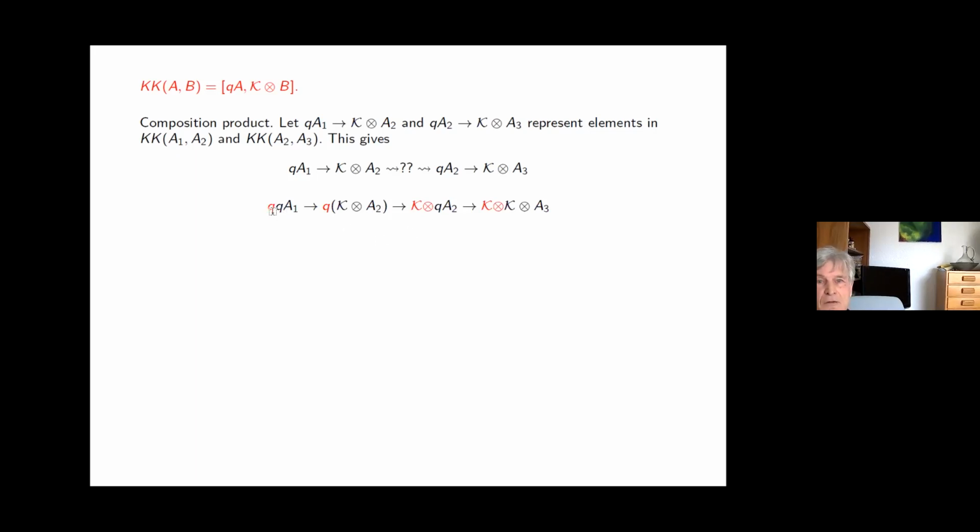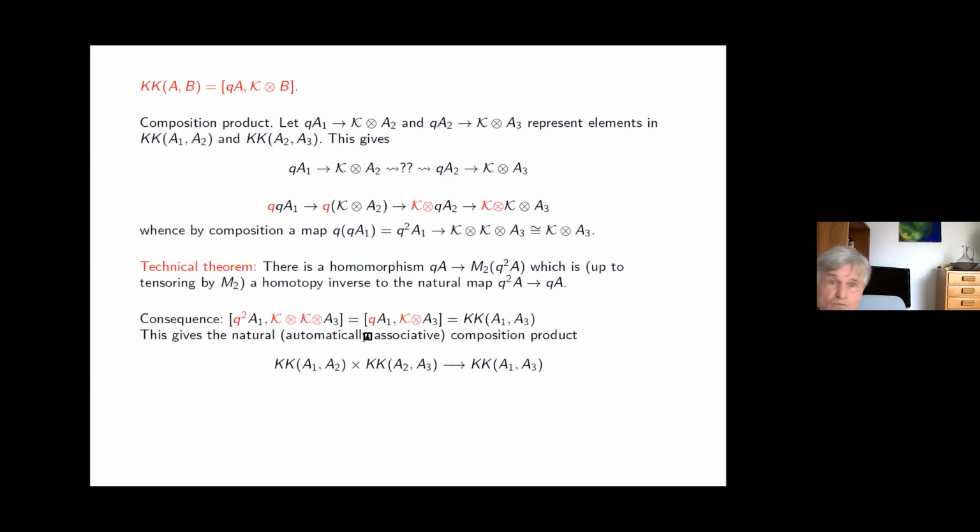So little q again is a functor, so we can take the homomorphism that we had and just put a q, and then we get a map from q of A1 to q of K tensor A2. And now this is quite nice because by universality, it's very easy to see that there's a natural map from q of K tensor A2 to K tensor Q A2. I mean, this is kind of trivial from the universal property. So you now have a composition, a map from q of A1 to K tensor A3. So q of A1 I denote by q squared of A1, and this goes to K tensor A3.